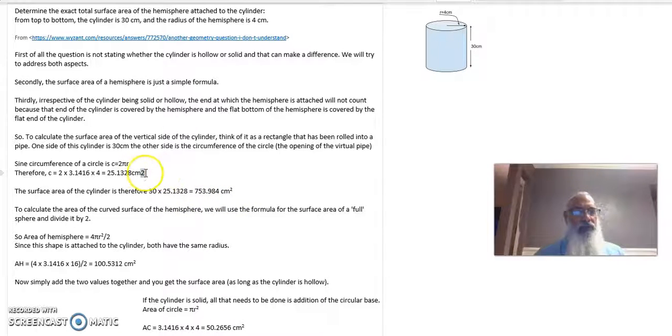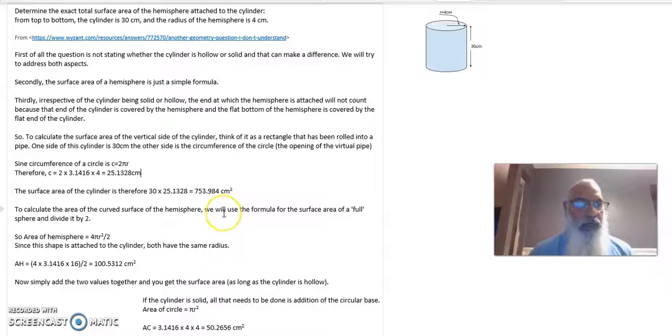Oh, you know what? I am so sorry. This is not a square. This is just centimeters. Yeah, that is just the length of the circumference. That is not the area. So area is 30 times 25.1328, and it comes out to so many centimeters square. This is the area of the curved surface of the cylinder.